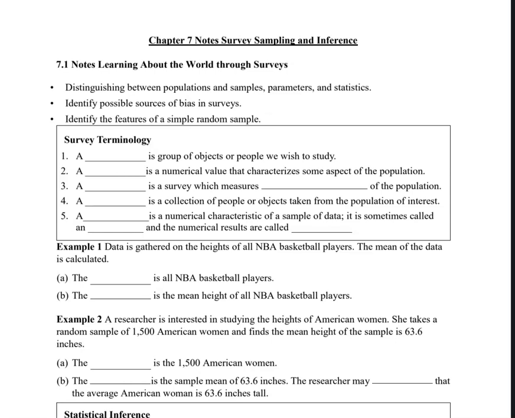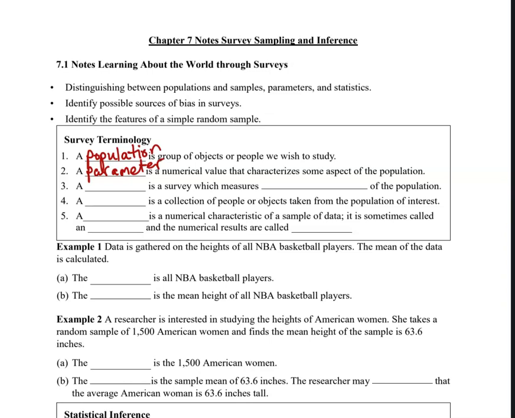So the first few definitions here, some of these we've actually already talked about, so this is a little bit of a review, but I just want to make sure we remember these because they are important terms. A group of objects or people that we're interested in studying is called the population. So the entire group that we're interested in is our population. A numerical value that characterizes some aspect of the population, this I think is a new term for us, that's called a parameter. So in other words, a measurement on the population. It could be the mean of the population, for example. That would be a parameter.